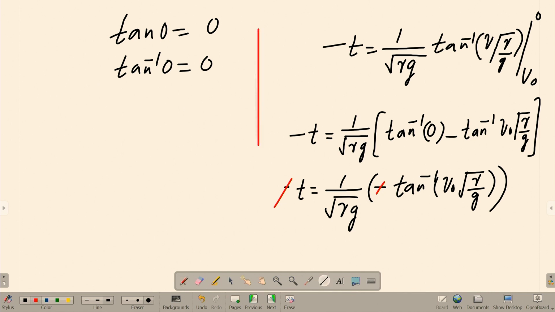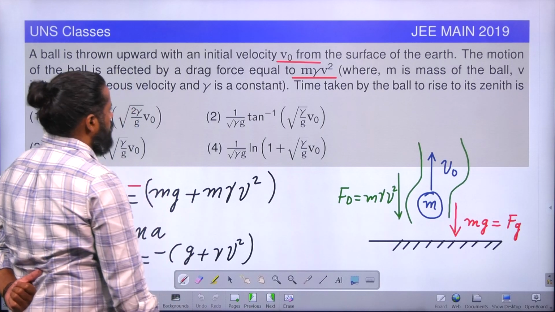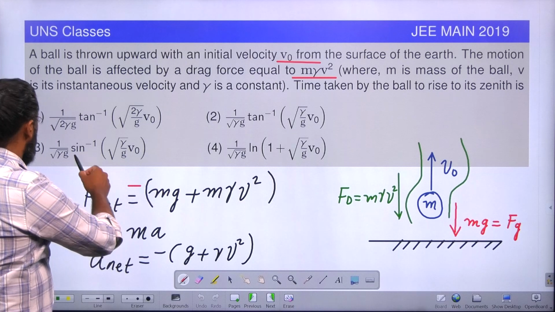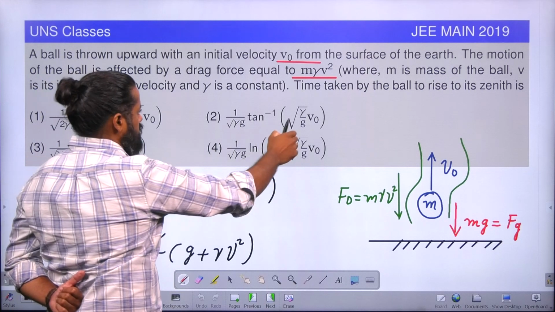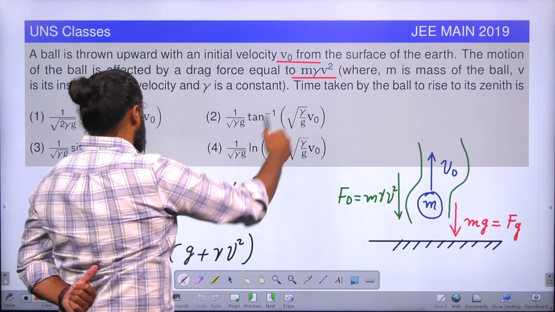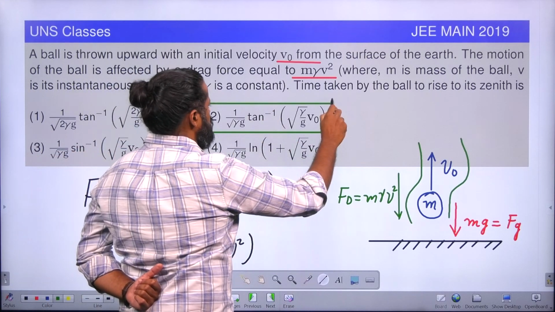So finally, writing the expression, t is equal to 1 by root of gamma g, then tan inverse v0 under root gamma by g. This is the correct answer. Let us see which option matches. This is the only option that matches, so this is the correct answer. I hope all of you understood this. This is a very good question from JEE 2019.